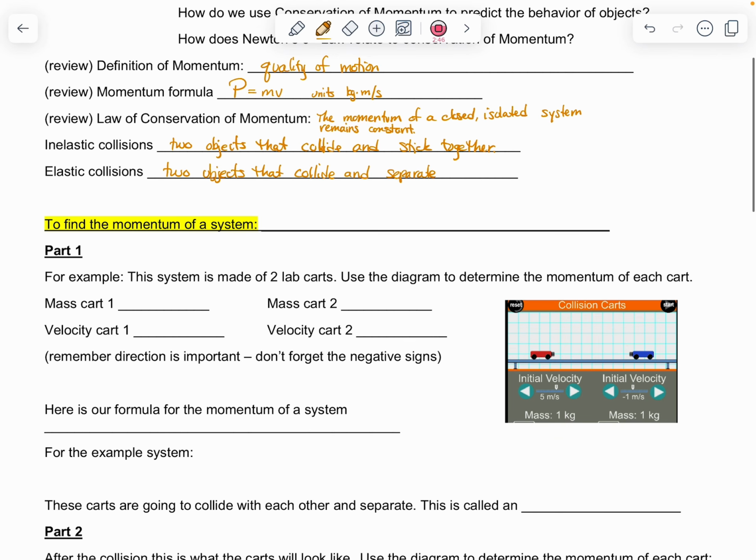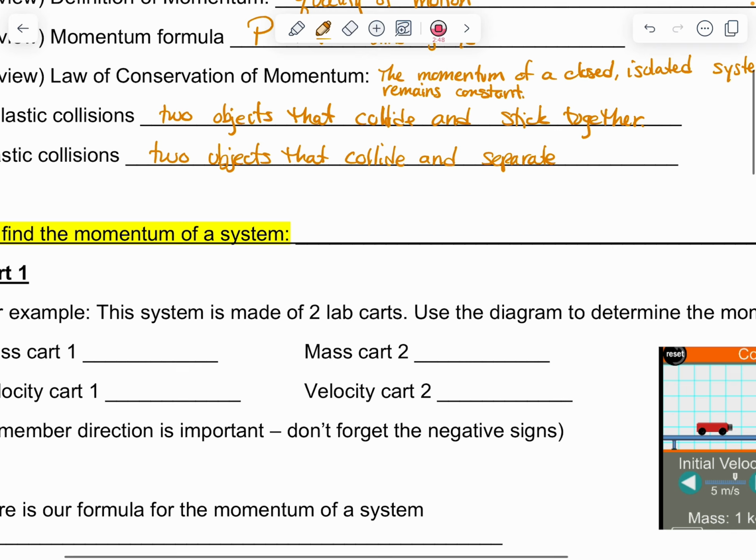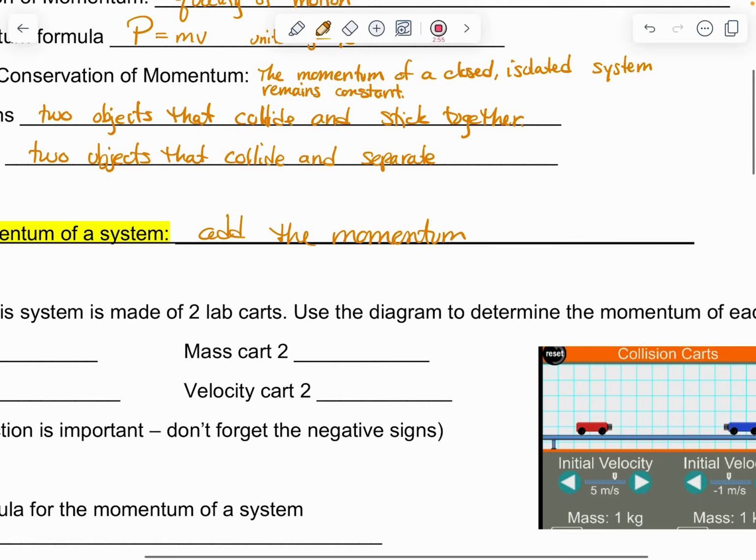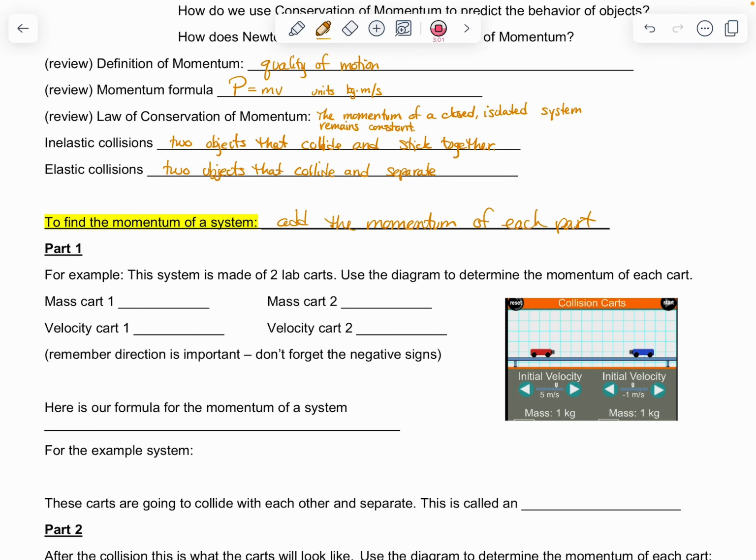So remember the way that we do this: to find the momentum of a system, we're going to add the momentum of each part of the system. Our systems are going to continue to have 2 parts to them, and we're going to calculate the momentum of each part, and then we add it together, and that tells us the momentum of the whole system.